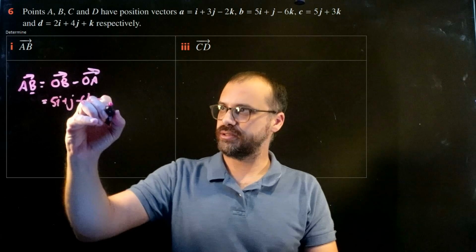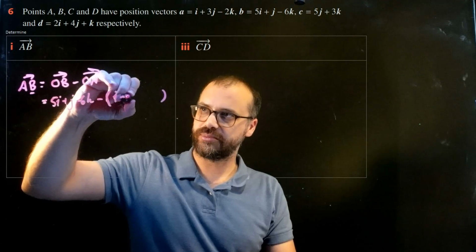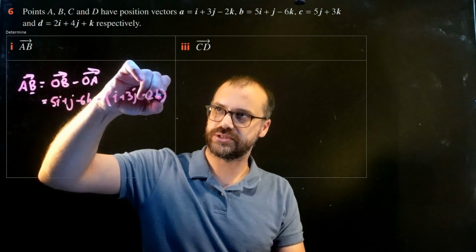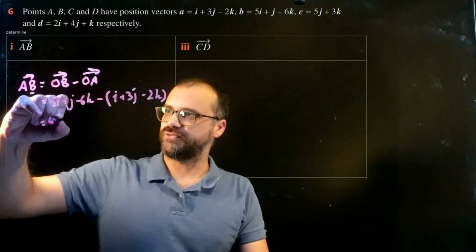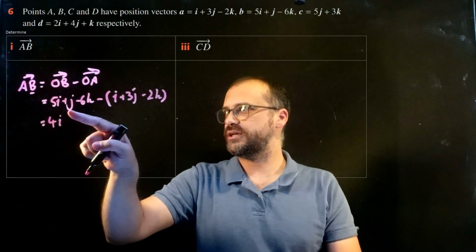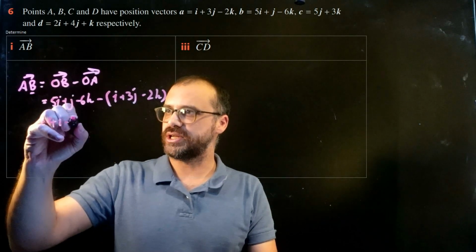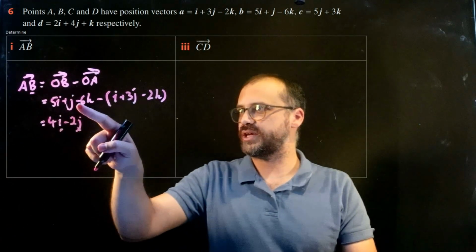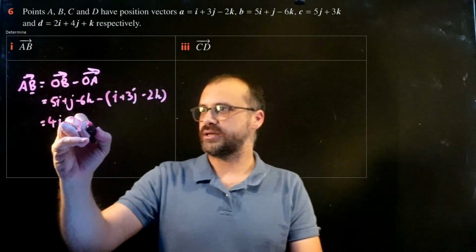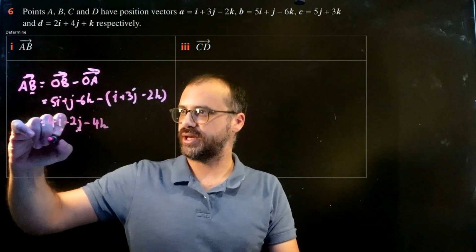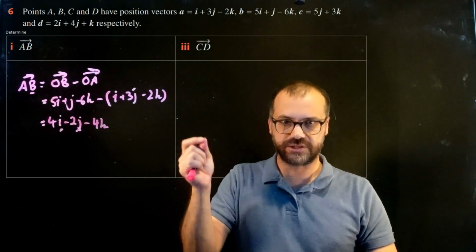And then we're subtracting, careful, because you've got to subtract the whole lot. We're subtracting a. We're subtracting i plus 3j minus 2k. Okay, we've got 5i minus i, which is 4i. We have j minus positive 3j, so minus 3j, which is negative 2j. And we have negative 6k minus negative 2k. So we have negative 6k plus 2k, which is negative 4k. That's it. That's vector AB. That's the vector connecting point A to point B.